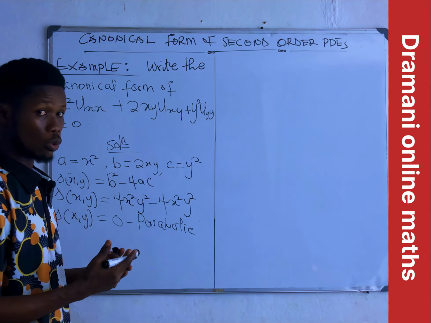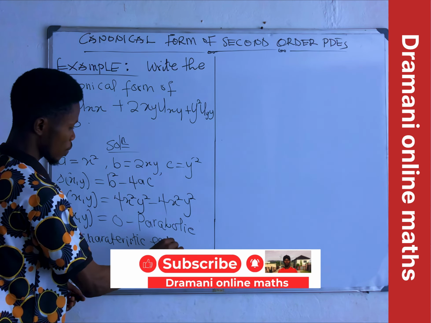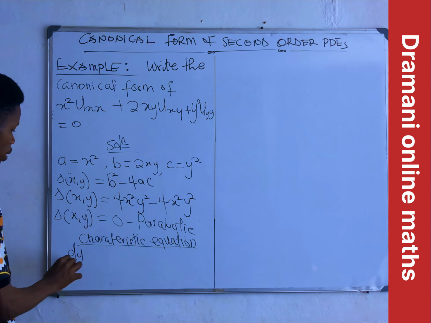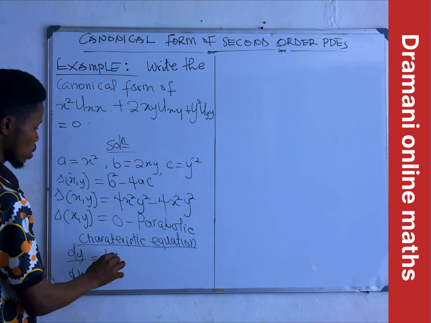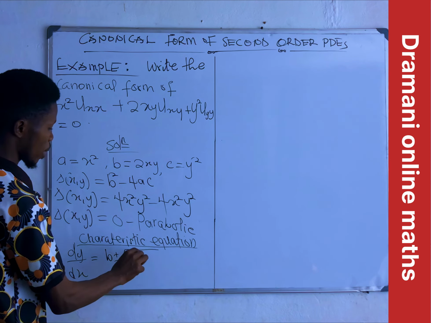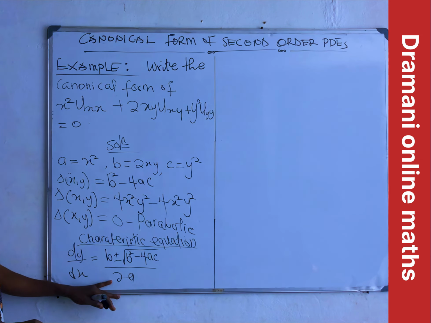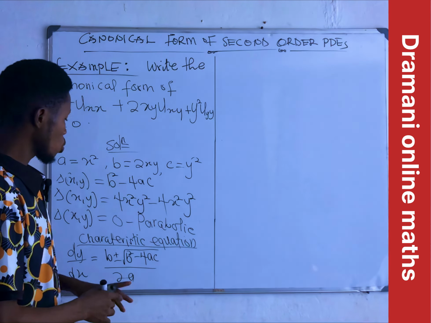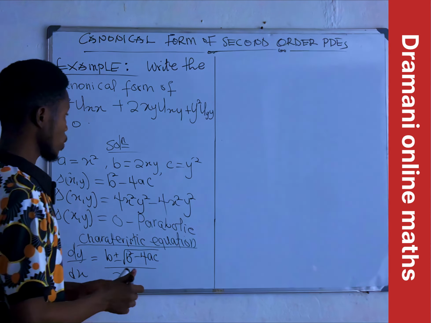Now that we have this, the next thing that we are going to do is use the characteristics equation. Do you remember the characteristics equation? It was given as dy/dx equals b plus or minus square root of b squared minus 4ac, all divided by 2a. Do you remember this? So this is the characteristics equation. So we are going to substitute the b, the a, and the c into this equation.